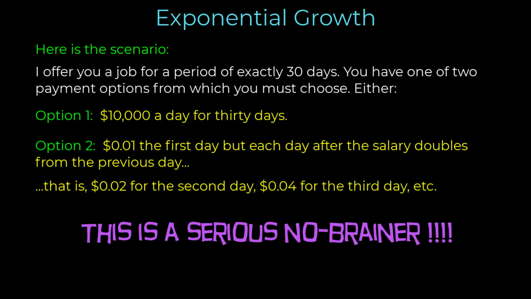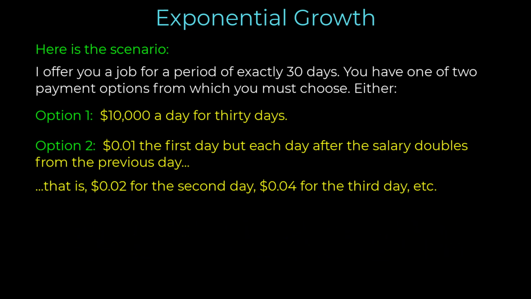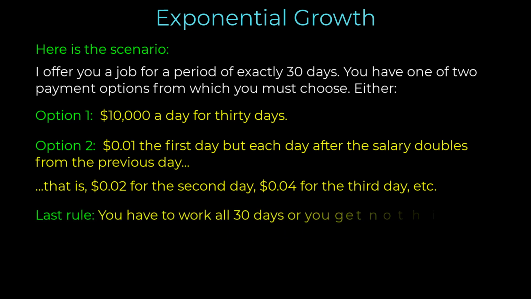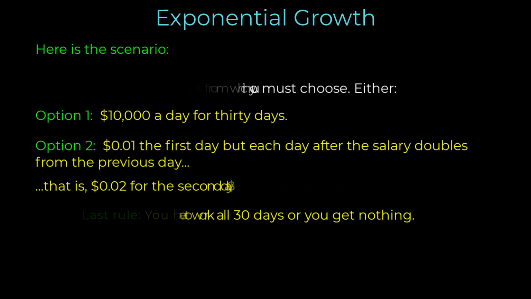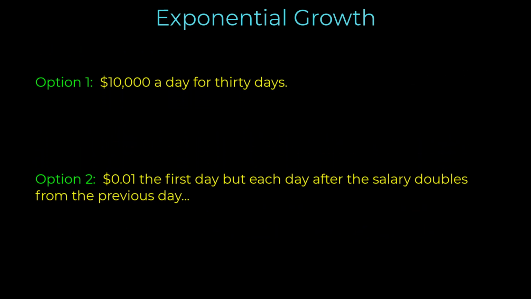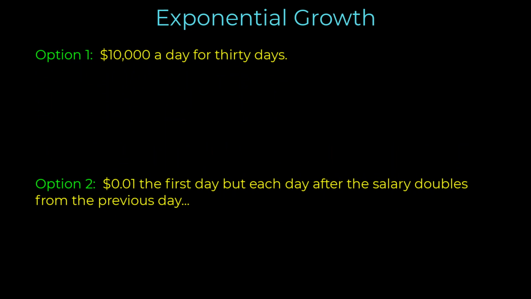This sounds like a serious no-brainer. Well, let me finish. There is one other rule for this hypothetical scenario. I am requiring you to work the entire 30 days. If you quit early, you get nothing. You will only get paid after you complete the full 30 days. Understood. Okay, so which pay structure works best? $10,000 per day? Or a penny on the first day but doubling every day for 30 days?